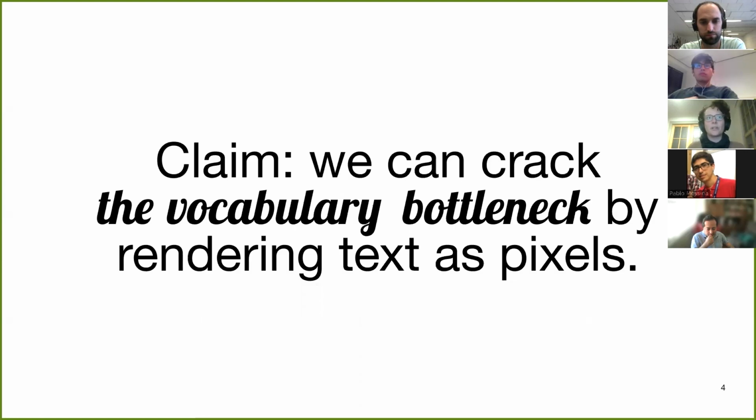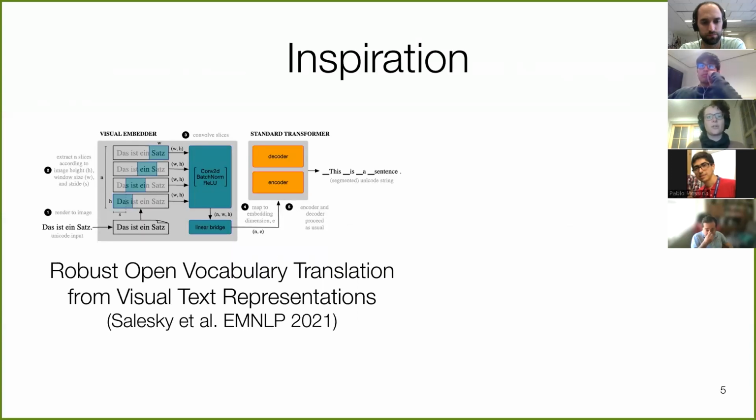So what we claim is that we can crack this vocabulary bottleneck by rendering text as pixels. And this allows us to essentially not have a vocabulary at all. Instead of having a softmax and deciding on the next word, you essentially learn to reconstruct patches of pixels. And the motivation for this work, as I said in the beginning, is that Liz Zaleski had a paper where she developed a machine translation system that encoded the source side as images, essentially, and then had a pretty normal decoder.